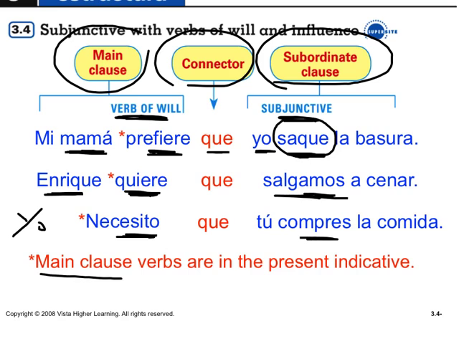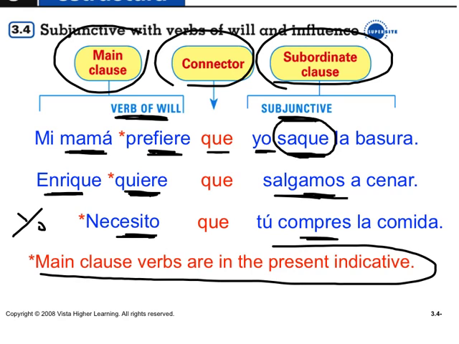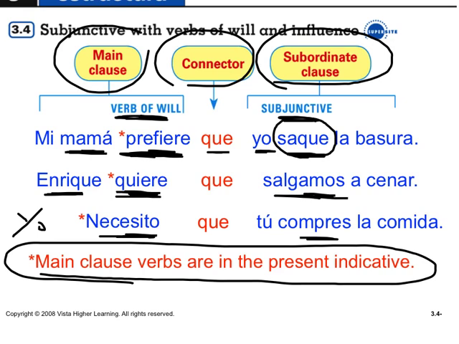And also, señoritas, you need to remember this. Please make sure you highlight this. Main clause verbs, that's these guys right here. Main clause verbs are in the present indicative. That's the present tense that you learned way back when. This is the subjunctive, the present subjunctive right here in the subordinate clause.